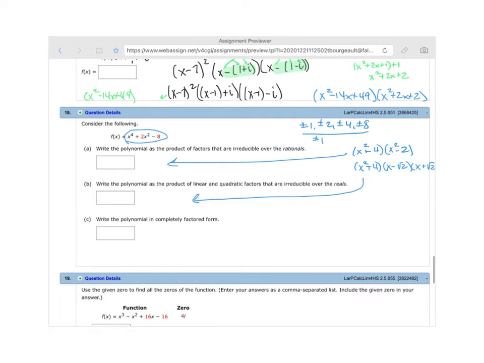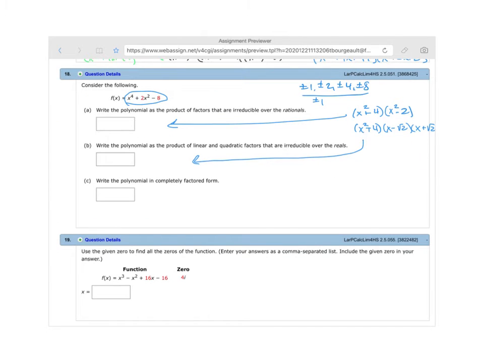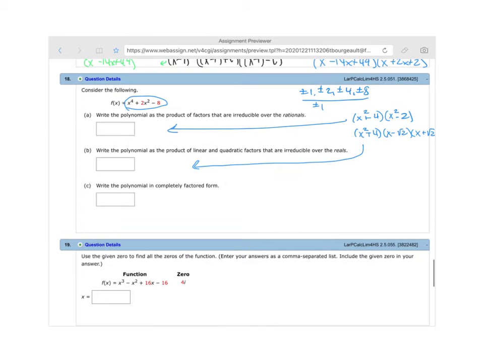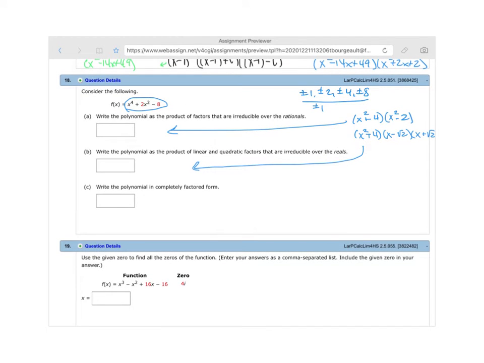So x squared plus 4 times x squared minus 2 is irreducible over rationals, which means it cannot be broken down, factored anymore. Irreducible over reals still has an x squared plus 4, and then completely factored becomes x minus 2i, x plus 2i, x minus root 2, x plus root 2.